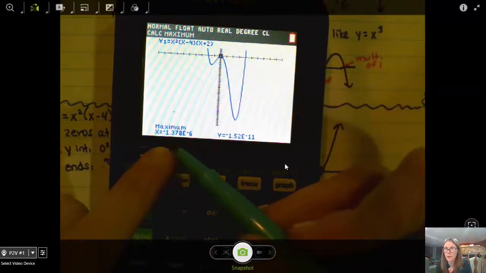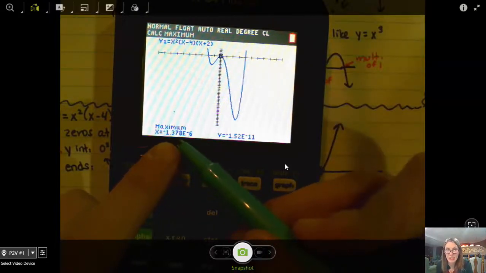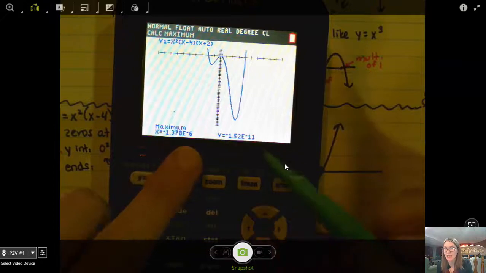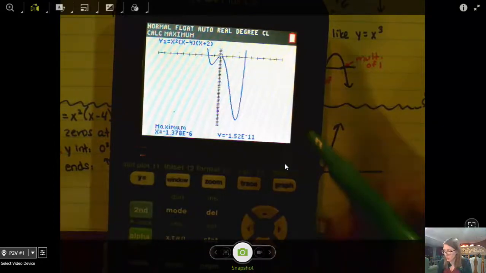Keep in mind we sometimes have weird rounding things. So this E -6, E negative 11, this is really 0, 0.